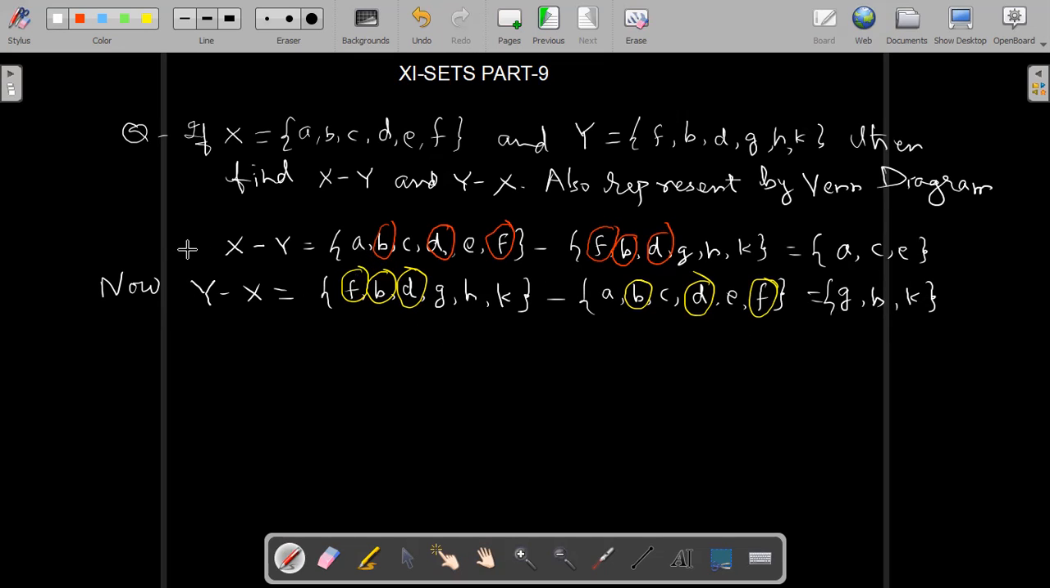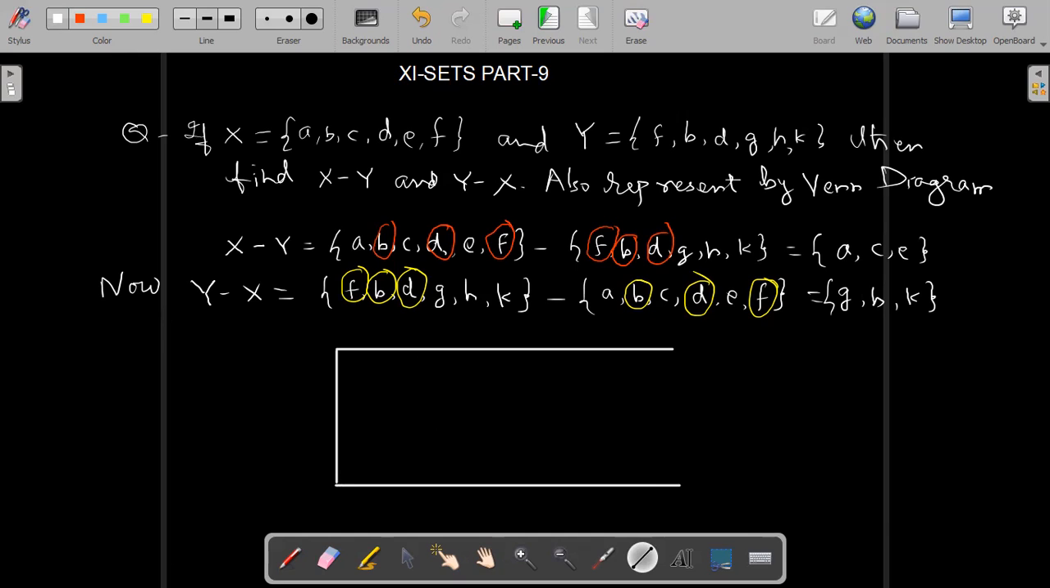So now the question arises. We can draw a separate diagram for this one and this one, or we can draw the same diagram which will represent both these things. So we can draw like this. Just draw one rectangle which will represent our universal set. This is our universal set, and these two sets are having common elements. So you can write here universal set.